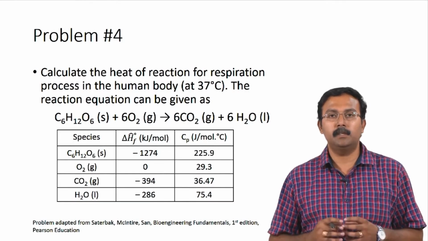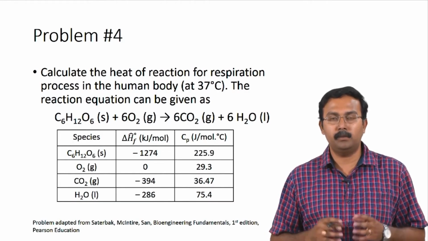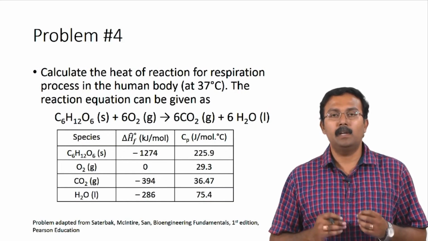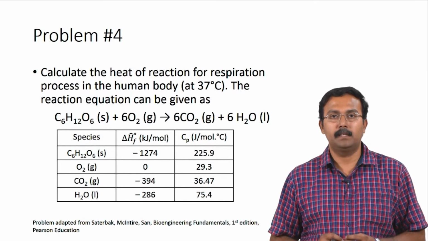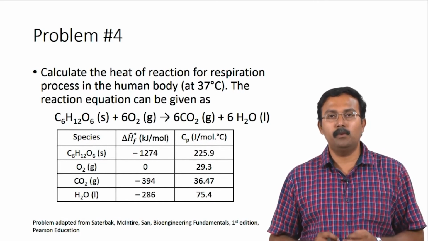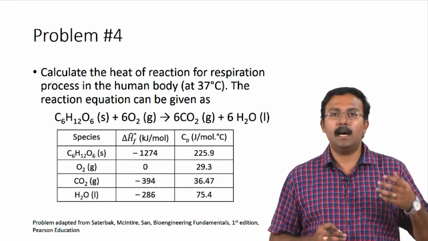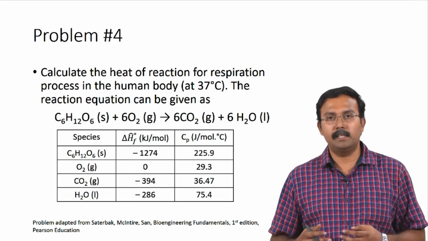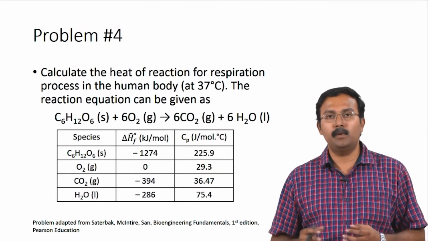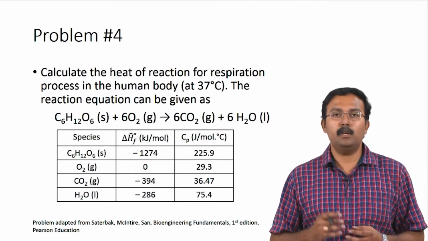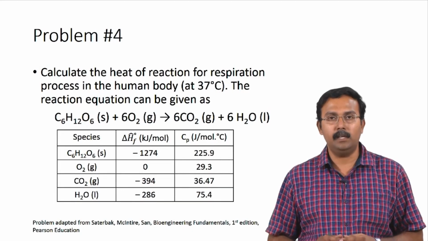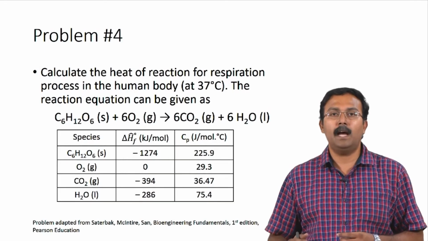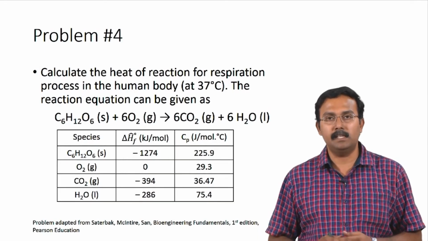This is a simple problem which we can solve if we apply principles which we have learnt earlier. We will have to build a hypothetical path. The reactants, which are at 37 degrees Celsius in your body, would have to be cooled to 25 degrees Celsius, and the reaction itself will happen at 25 degrees Celsius, so that you can use the heat of reaction that you calculate, and the products which are formed at 25 degrees Celsius would then have to be heated to 37 degrees Celsius.